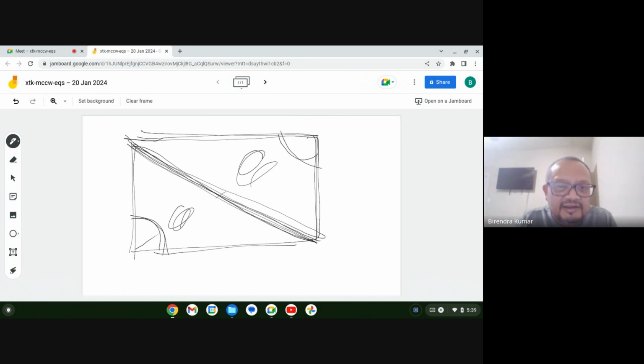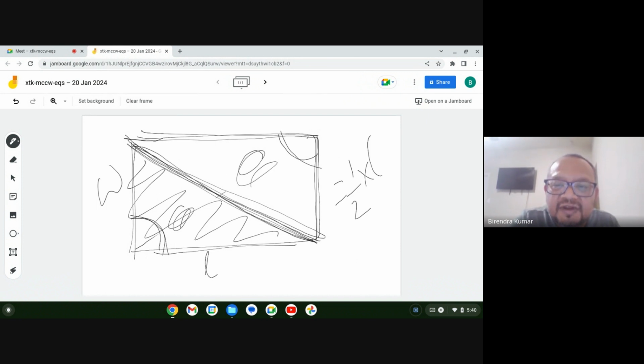Now, what does it mean? If somebody says, what is the area of this right angle triangle? If this is length and this is width, it will be half of the area of a rectangle. What is the area of a rectangle? Length into width.